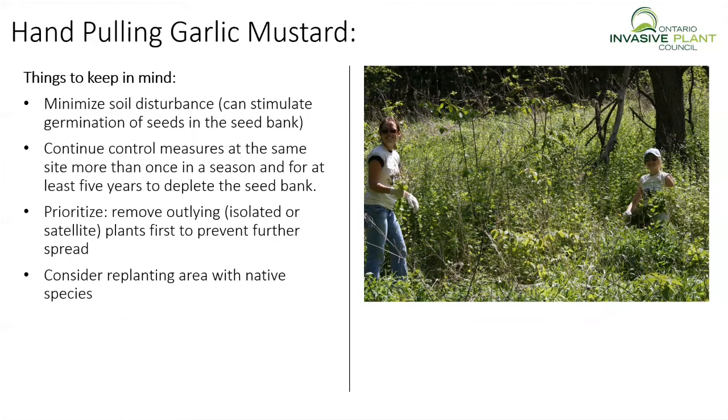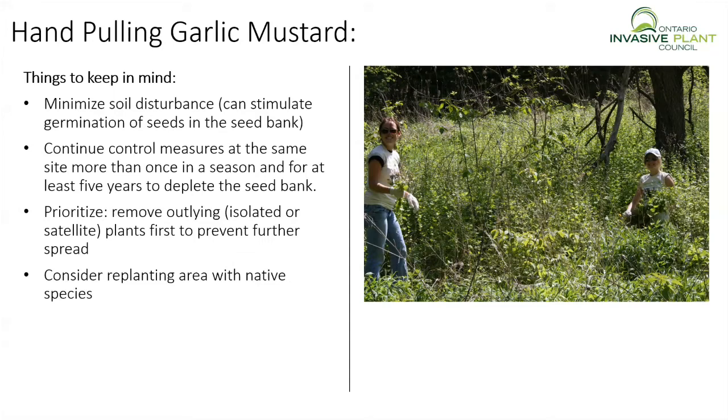My advice would be to not give up, even if it feels like you're not making progress. Hand pulling is still quite effective, and you can see a big difference if you're persistent. It's also a good idea to prioritize. It's best to start with removing outlying plants like isolated or satellite populations first to prevent further spread, and consider replanting the area with native species.